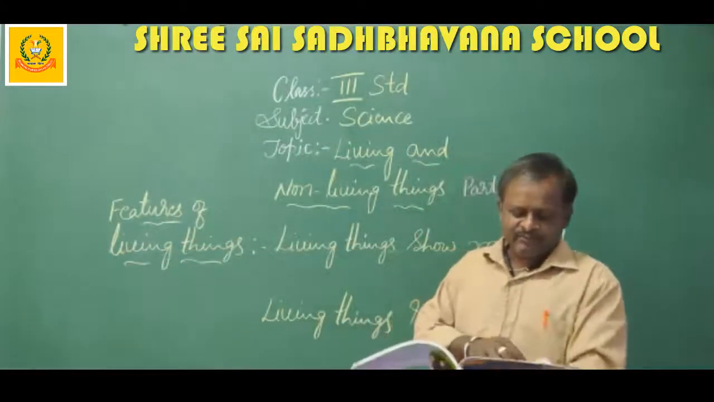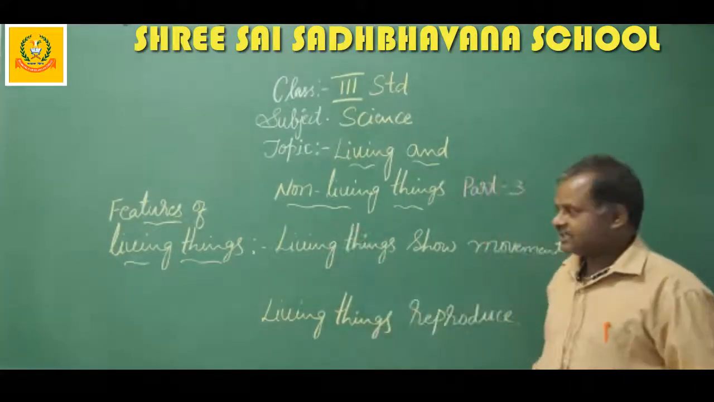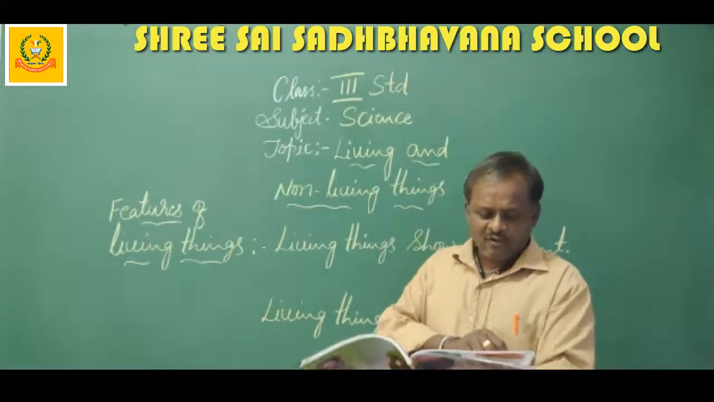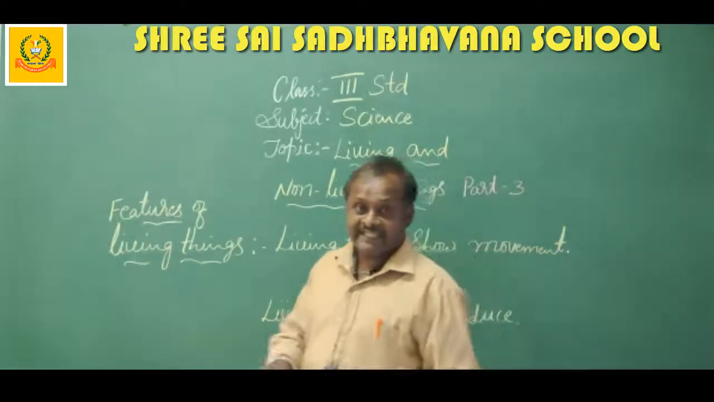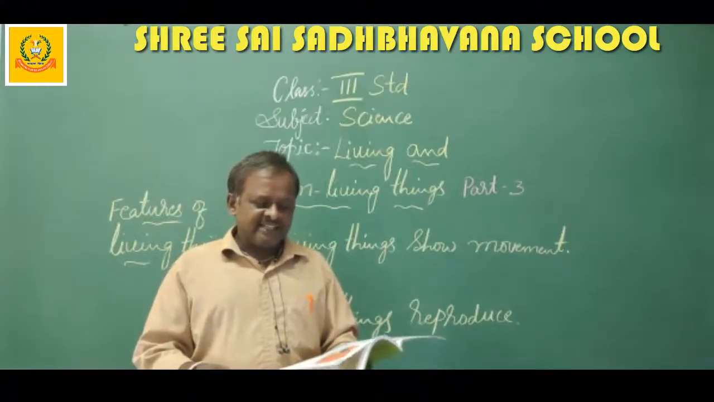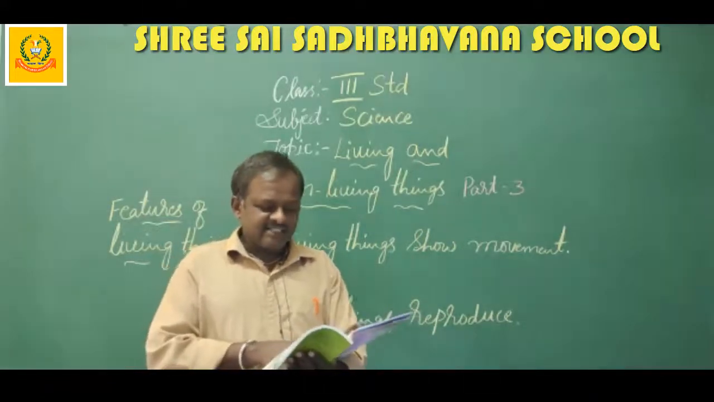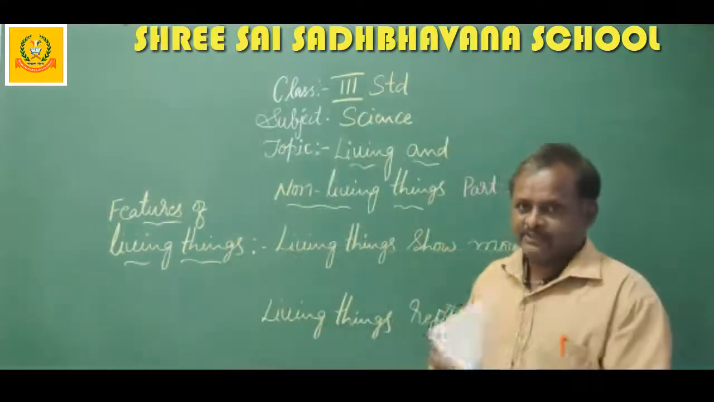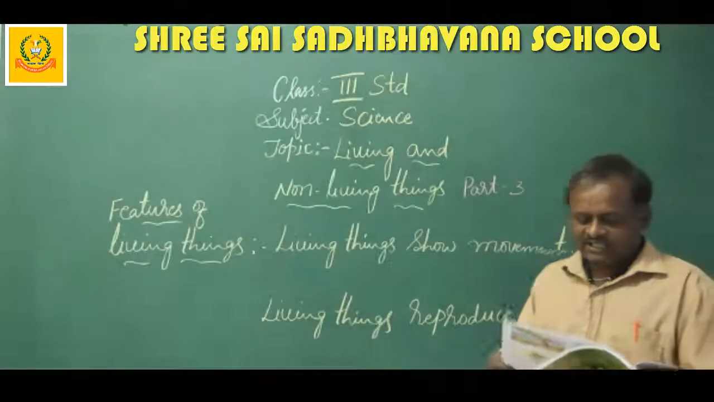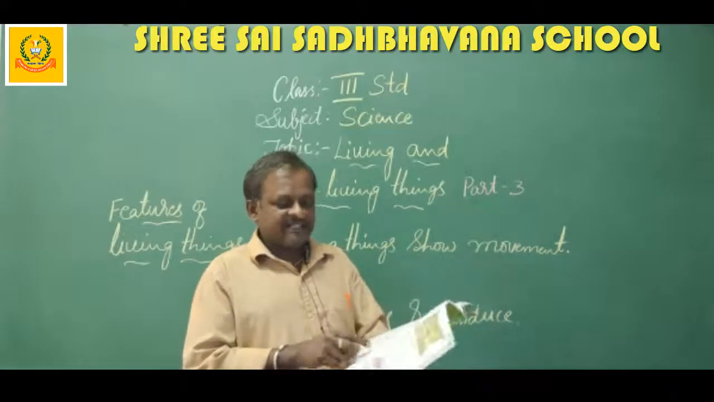In the last class I explained the characteristics or features of living things. I explained 4 points: living things breathe, living things have life cycle, living things feel, and living things require food. In that I also explained the sense organs: eyes, ears, nose, skin and tongue. So this much I have explained in the last class.